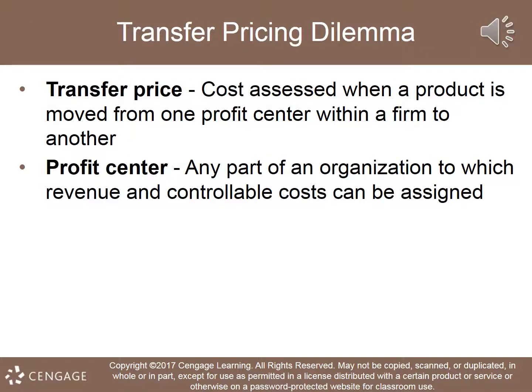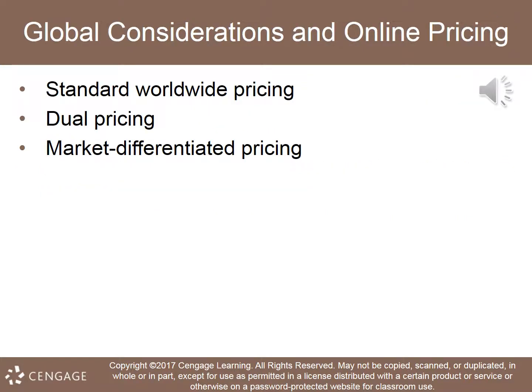In large corporations, transfer pricing occurs when a corporation sets prices for transferring goods or services from one company profit center to another. The profit center refers to any part of the organization to which revenue and controllable costs can be assigned. In a large corporation whose profit centers acquire resources from other parts of the organization, the prices charged by one profit center to another have direct impacts on the cost and profitability of the output of both profits and costs. A wide variety of internal and external conditions affect global pricing strategies.